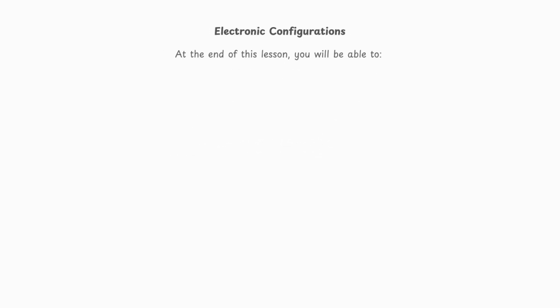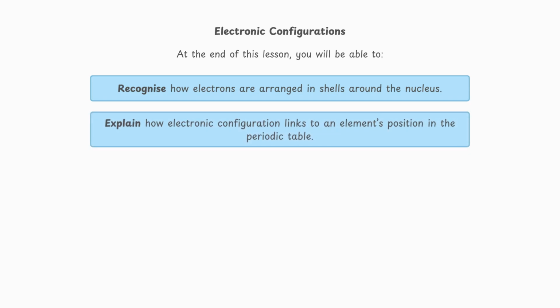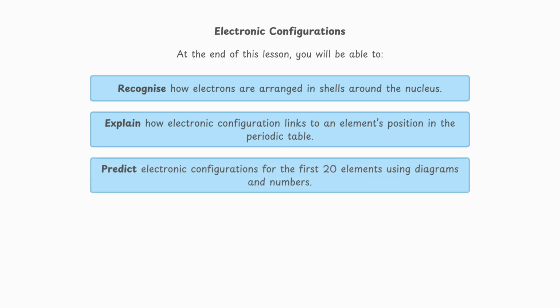Hello, and welcome to this lesson of electronic configuration. By the time you finish this video, you should be able to recognize how electrons are arranged in shells around the nucleus, explain how electronic configuration links to an element's position in the periodic table, predict electronic configurations for the first 20 elements using diagrams and numbers.